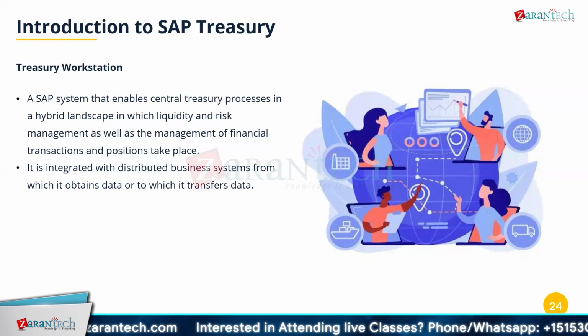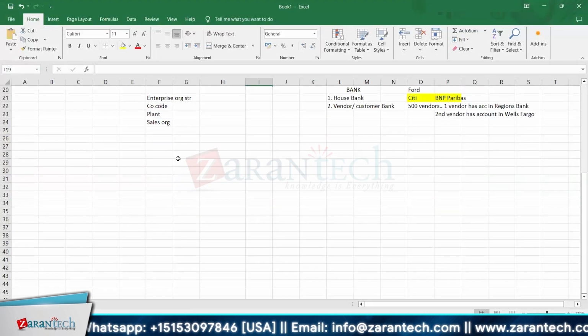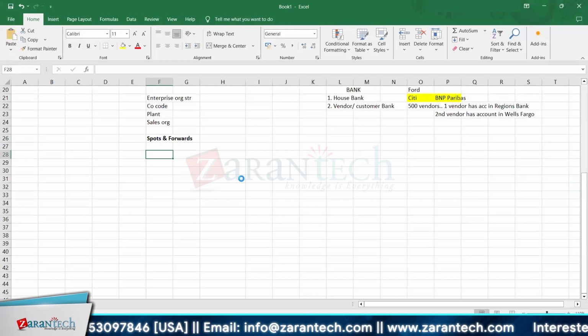Some of the companies also use trading platforms. They can use FXall or Bloomberg, etc. In such cases, we can have integration also, because what happens is, let's talk about spots and forwards, right? So maybe I'll just give some background about spots and forwards here.